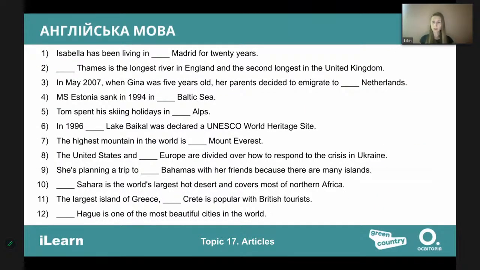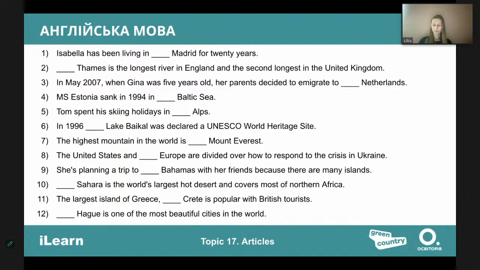So now it's your time to practice. Try to guess what should be used in the gap. So you just text with a number and then a, an, the, or just dash for nothing. So let's begin. Number 1. Isabella has been living in Madrid for 20 years.